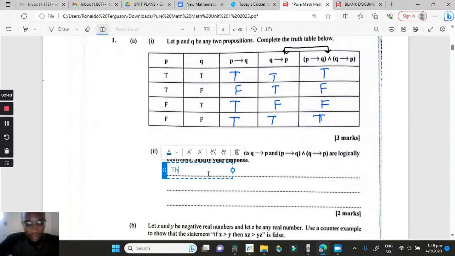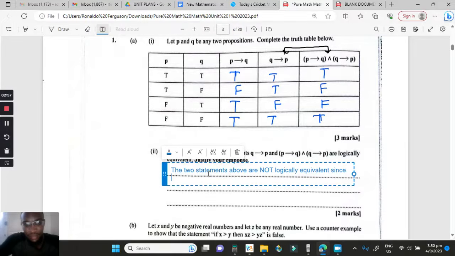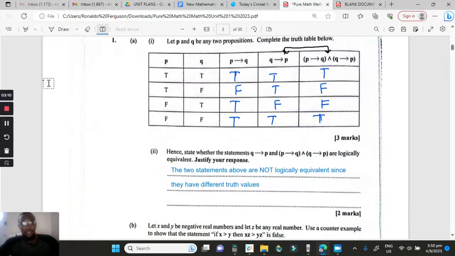So we can say the two statements above are not logically equivalent since they have different truth values. That's it. All right.